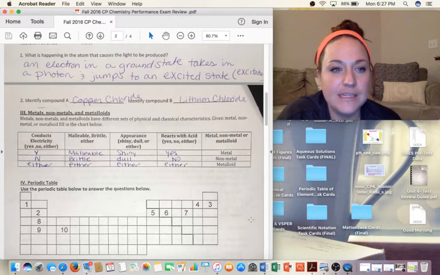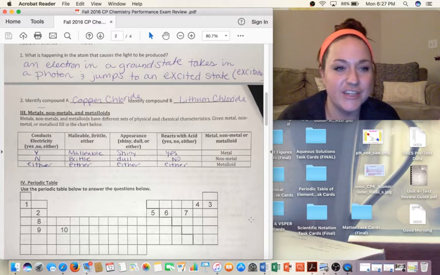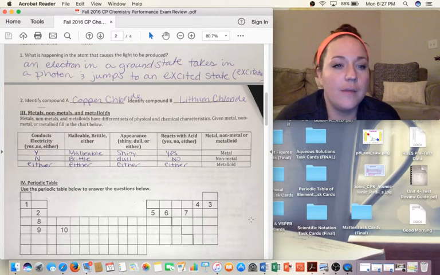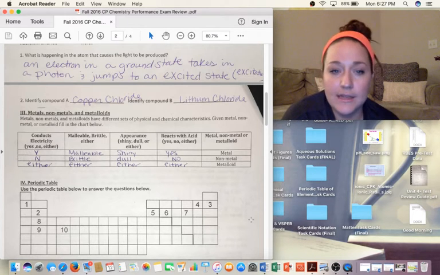Excitation. Please keep that in mind, that the photon is taken in by the electron and jumps to an excited state, and that this process is called excitation. So identify compound A, so copper chloride. Identify compound B, lithium chloride.